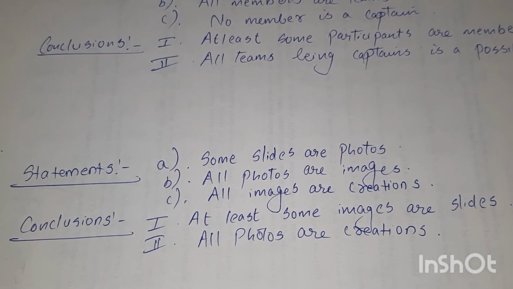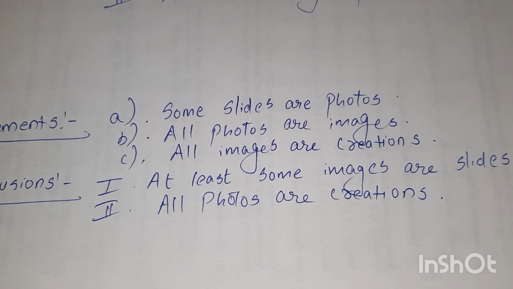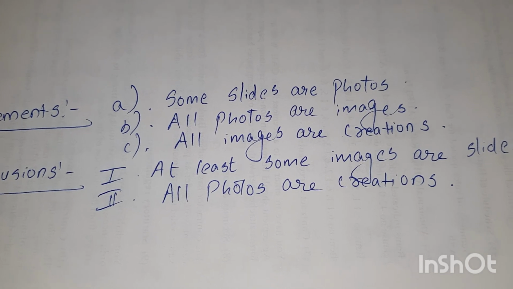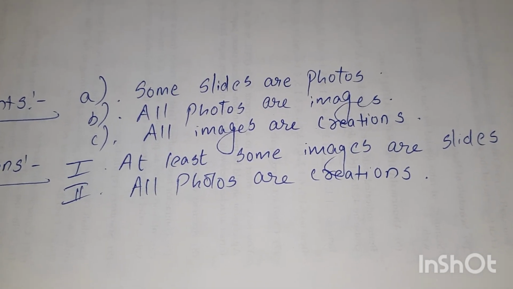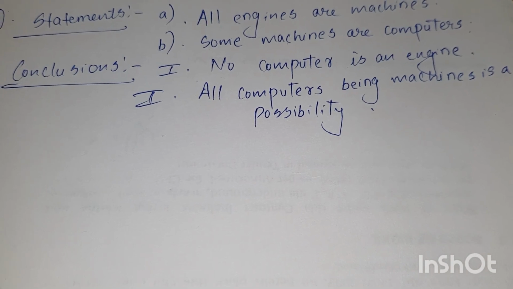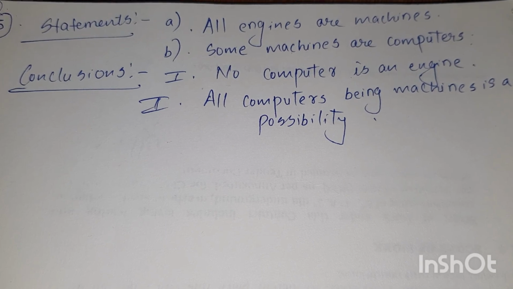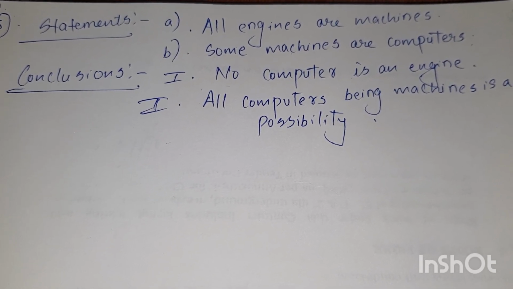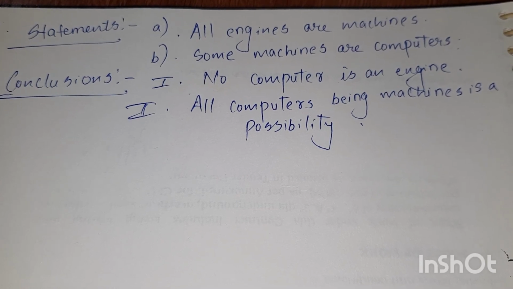Fourth workout question. Statements: some slides are photos, all photos are images, all images are creations. Conclusions: at least some images are slides, all photos are creations. And the last workout question from this section. Statements: all engines are machines, some machines are computers. Conclusions: no computer is an engine, all computers being machines is a possibility.